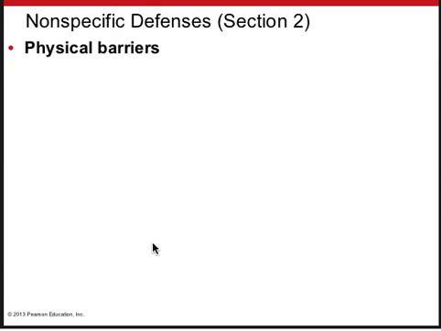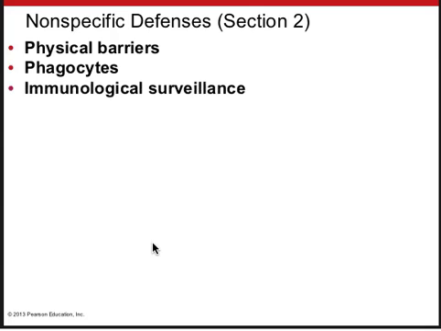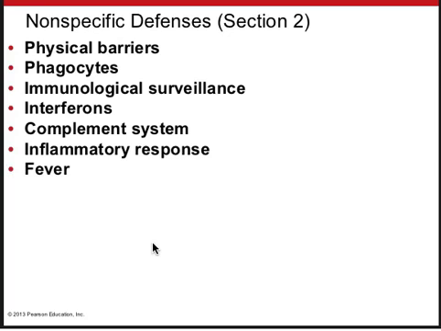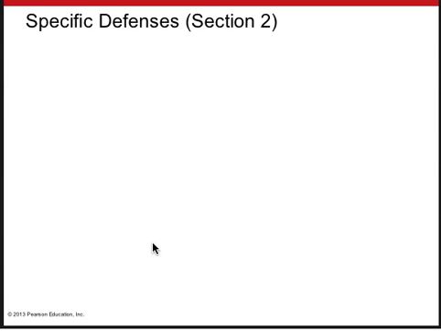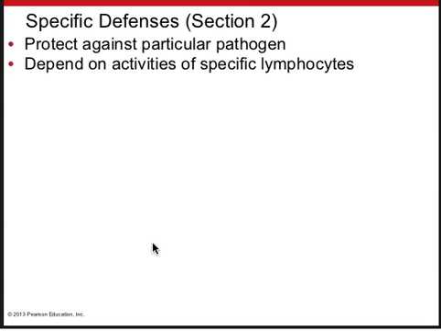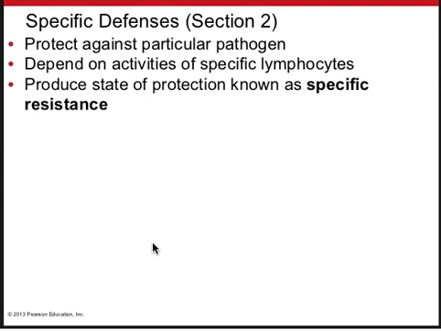So our non-specific defenses include physical barriers, phagocytes, immunological surveillance, interferons, the complement system, which we'll talk about in a minute, and the inflammatory response in combination with fever. Our specific defenses protect against particular pathogens. They depend on the activities of specific lymphocytes. They produce a state of protection known as specific resistance.